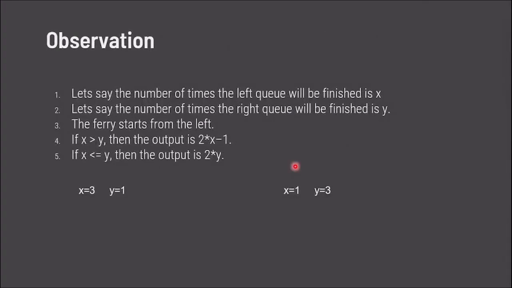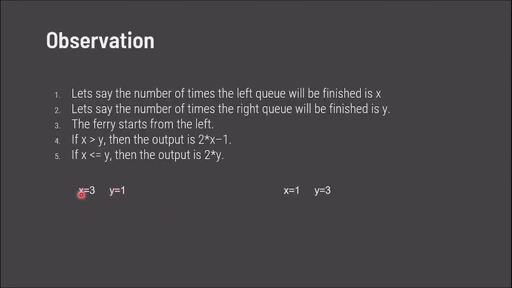So now let's say the number of times the left queue will be finished is x, and the number of times the right queue will be finished is y. And we know that the ferry starts from the left. So let us consider if x is greater than y. If x is greater than y, the right side will finish first. So let's say in this case 3 and 1. So first of all, we go from left to right, which means x is 2, and we go back from right to left. Now y is equal to 0. See how the x is still 2, meanwhile the y is already 0, which means it's finished.